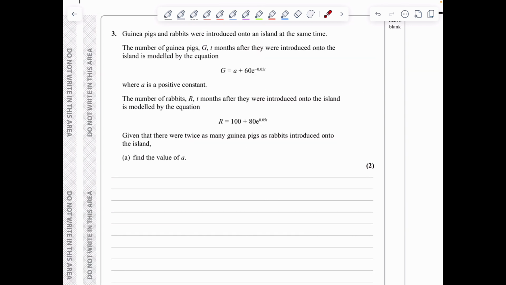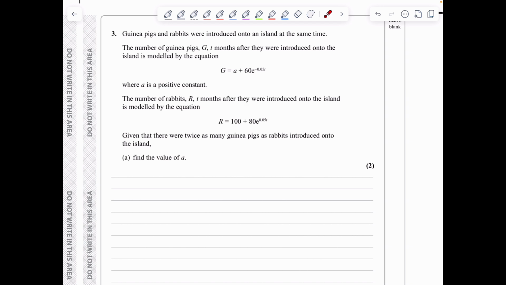In question 3, we've got the formula for the number of guinea pigs, capital G, T months after being introduced. A is a positive constant, and similarly there is another formula for the number of rabbits, capital R. And then we know that there were twice as many guinea pigs as rabbits introduced onto the island, and we need to work out the value of A.